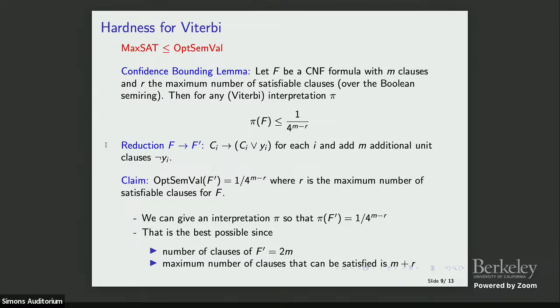The way we do that is we give an interpretation pi so that pi of F prime is 1 over 4 to the m minus r. And because of the confidence bounding lemma, it's the best possible, because the new formula has 2m clauses and m plus r clauses can be satisfied. Therefore, it is a reduction, because I can now solve opt-sem-val on F prime, get the value, and compute r.